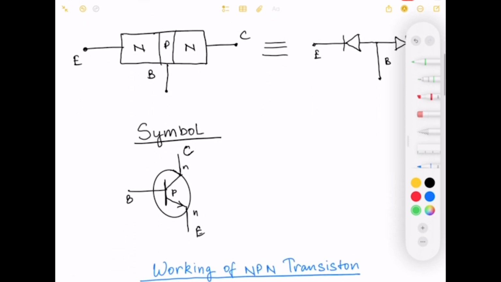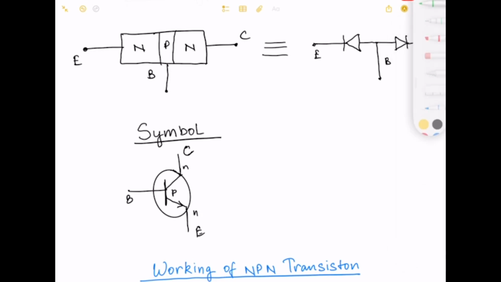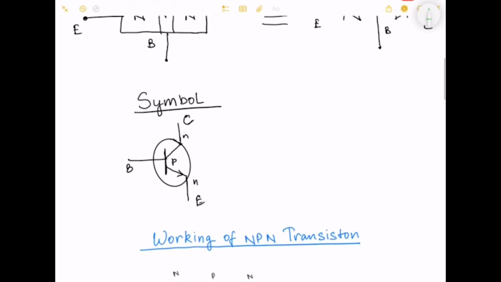where the emitter region is on one side, which is highly doped, and in between is the base region, which is lightly doped, and the collector region is moderately doped. This is the symbol of an NPN transistor, in which the arrow depicts the direction of current.